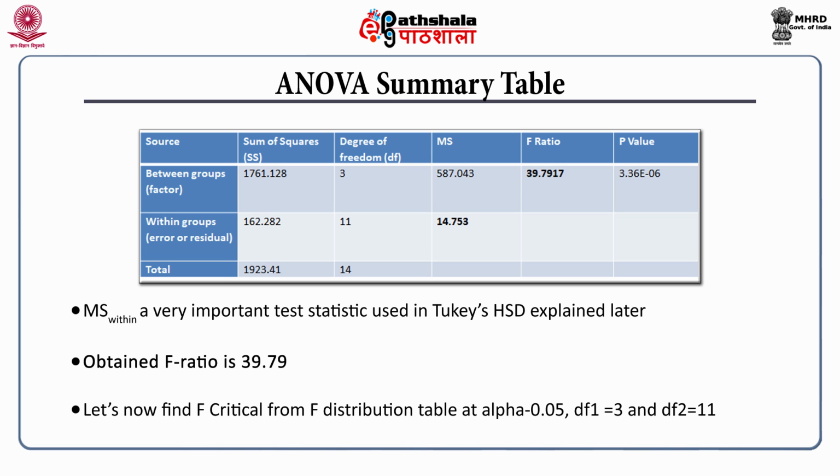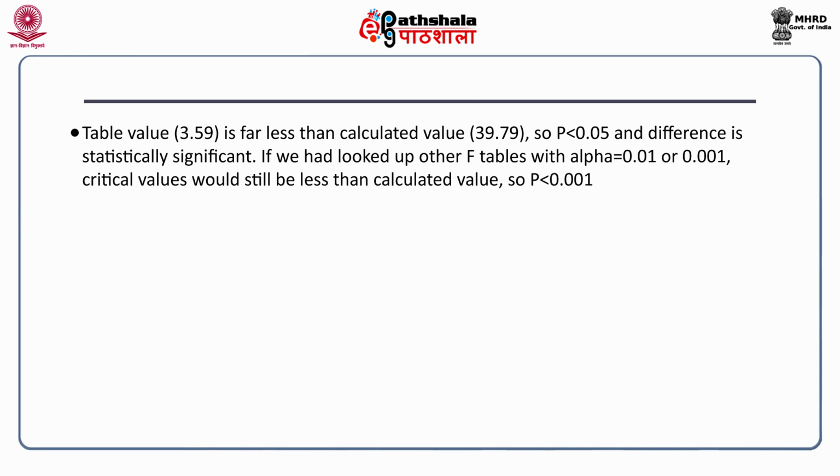As in the case of other tests of significance, we have to find F critical from the F distribution table and then compare that F critical value with the obtained F ratio to see which is higher. To get the F critical, we look up the F distribution table for alpha 0.05. There are multiple tables, one for each alpha, so we check the specific table for alpha 0.05, with degrees of freedom 3 and 11. So df1 is 3, df2 is 11. The value, as you can see in this table, is 3.59, which is far less than the calculated value 39.79. So the p value must be far less than 0.05, and the difference is statistically significant.